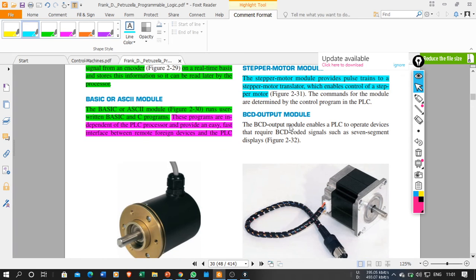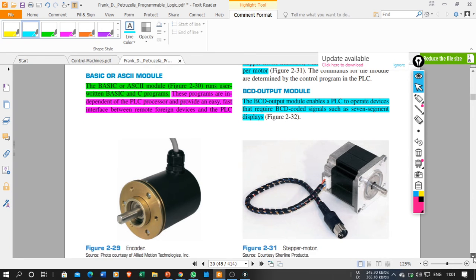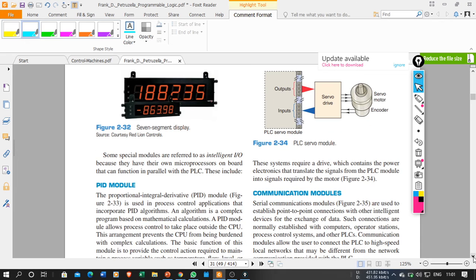BCD output module. BCD means binary coded decimal. BCD output modules enable the PLC to operate devices that require BCD code signals, such as a 7 segment display. If I want to display digits on a 7 segment display, I need to use the BCD code, and for that purpose I need to use the BCD output module. The BCD output module is shown over here, a 7 segment display, and inside that there is a BCD output module.